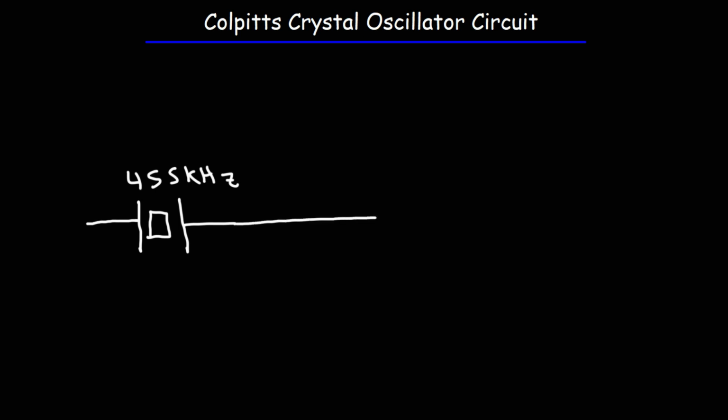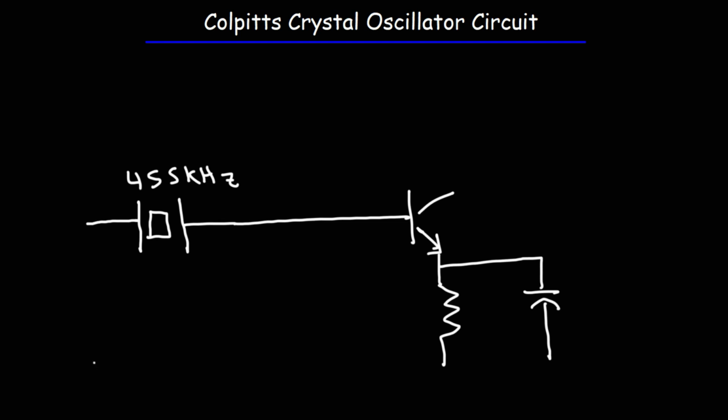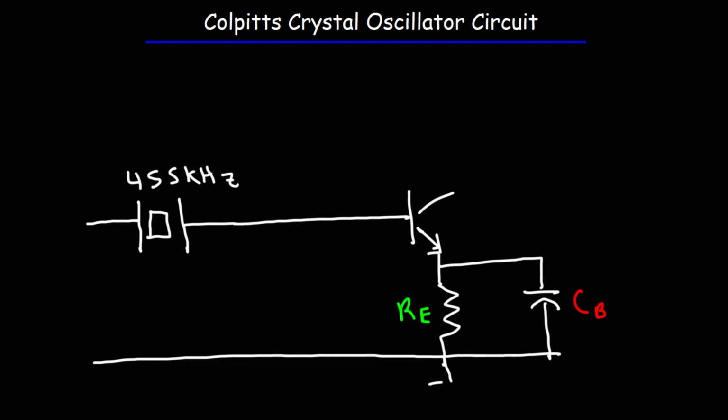Now this is going to be attached to the base of a transistor, and I'm using an NPN transistor in this example. Now at the emitter of this transistor, I'm going to have an emitter resistor and a bypass capacitor. The purpose of the bypass capacitor is to increase the gain of the amplifier circuit. So let's call this RE, the emitter resistor, and then CB, the bypass capacitor. And then the emitter resistor is going to be connected to ground.